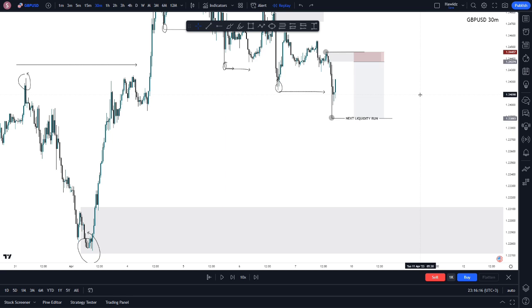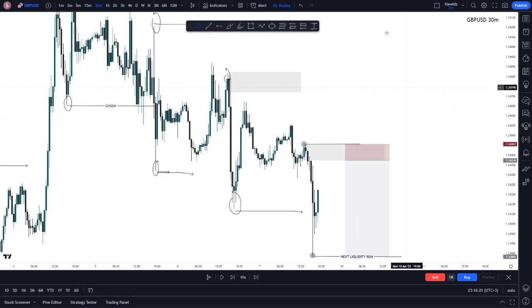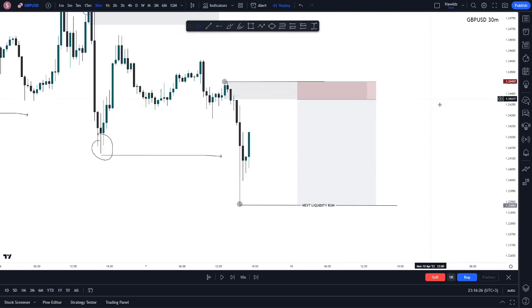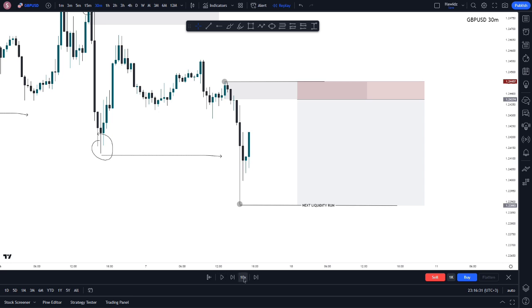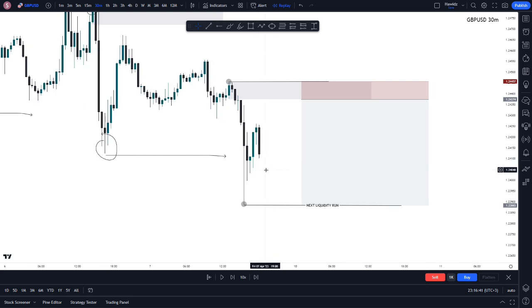Now, that was just a risk management tip, of course. Now, let's see what price does. So this is what we have. Okay, so let's play price out. We can do this now.